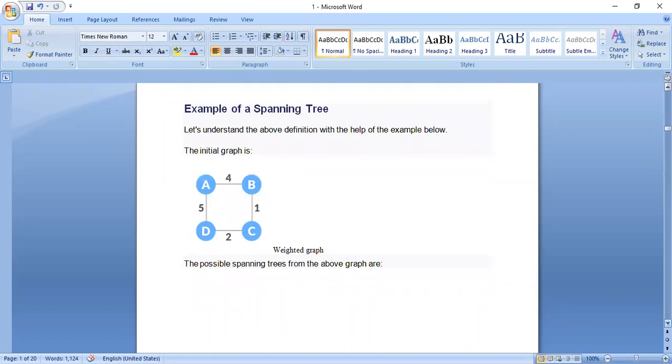So let's understand. So you can see spanning tree 4, 5, 1, 2. These are the weight. Weight means what? In other words, if you consider the 4 cities in a country, A, B, C, D. From A to B, it is 4 kilometers. From B to C, for example, it is 1 kilometer. From D to C, it is 2 kilometers. From A to D is 5 kilometers. So this is the distance between different cities in a country.